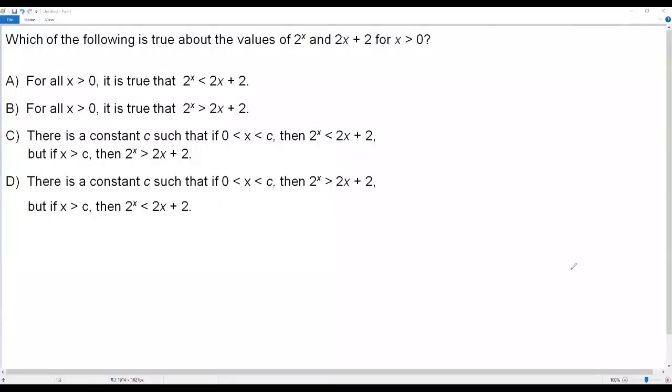Here we have a SAT math question. Okay, let's go with the information. Which of the following is true about the values of 2^x and 2x + 2 for x greater than 0?